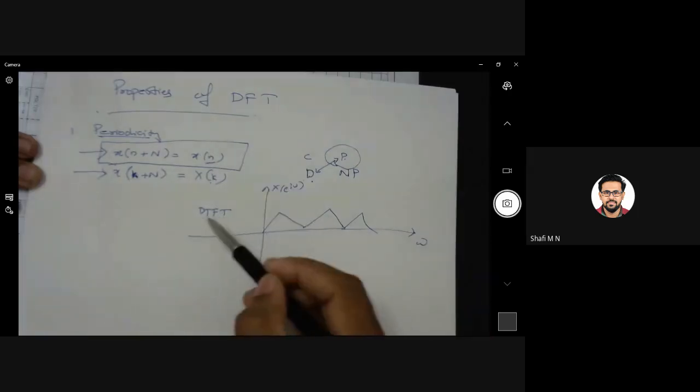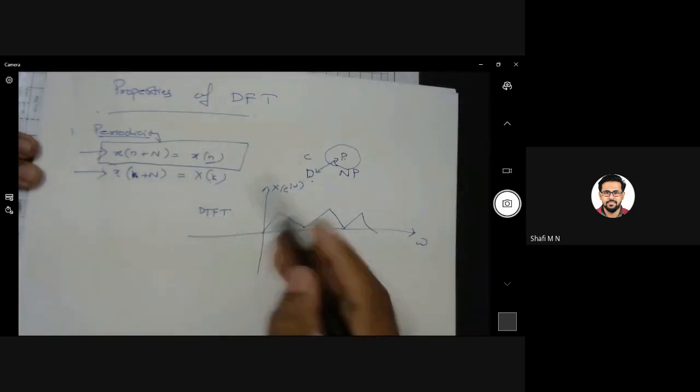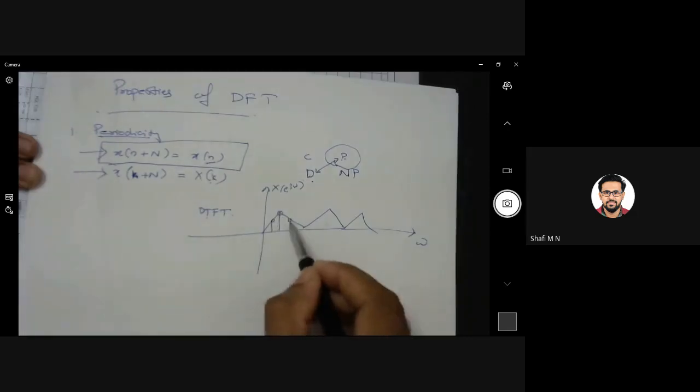So what is the relation between DTFT and DFT? You have to sample the spectrum.